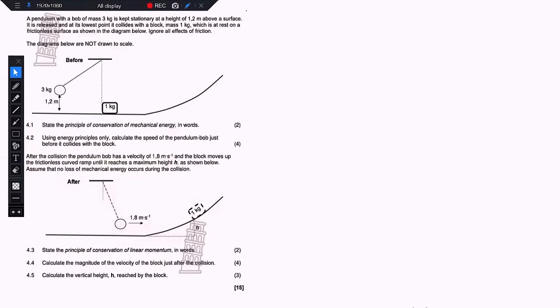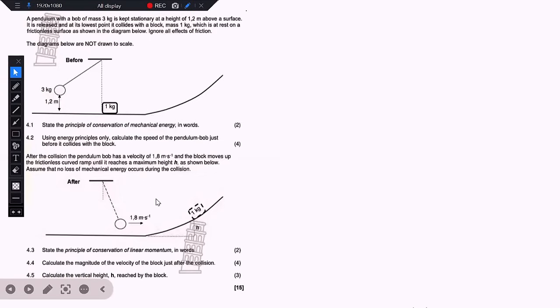Okay, now let's look at question 4. It says a pendulum with a bob of mass 3 kg is kept stationary at a height of 1.2 meter above a surface. It is released, and at its lowest point, it collides with a block mass 1 kg, which is at rest on a frictionless surface as shown in the diagram below. Frictionless surface. Ignore all effects of friction. The diagrams below are not drawn to scale.